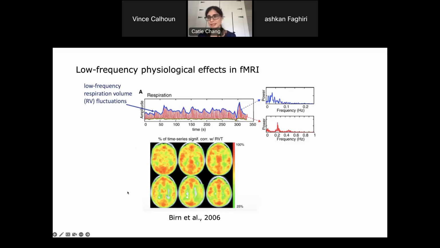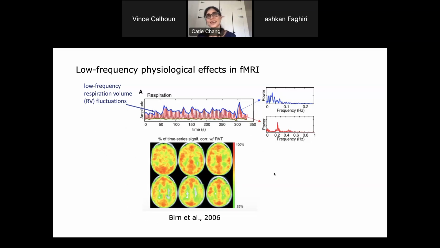So this was an early study where Rasmus Birn had shown that not only when you take deep breaths do you see these correlations between low frequency physiology and fMRI, but also in the subtle fluctuations in breathing depth and volume that seem to happen across the scan.